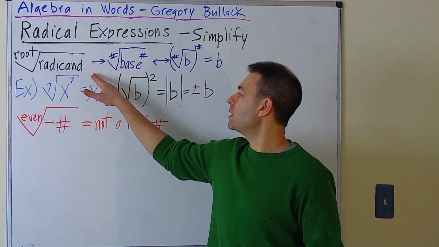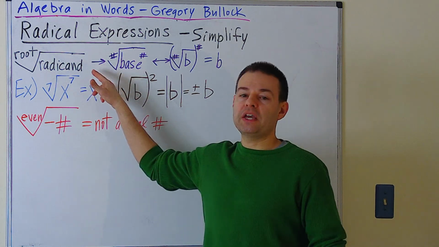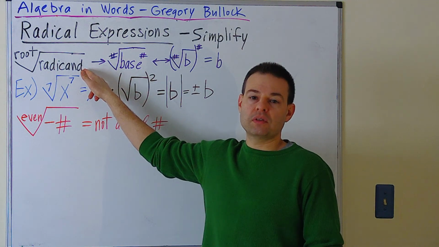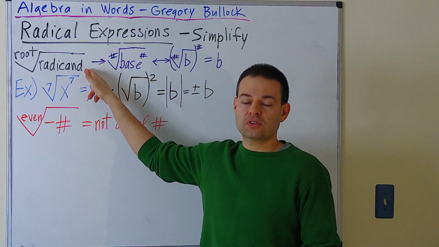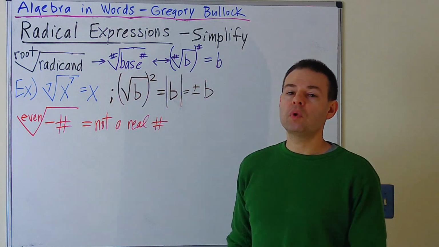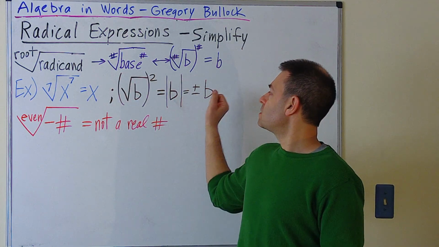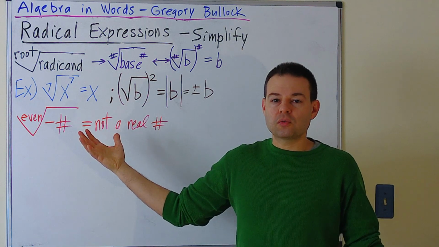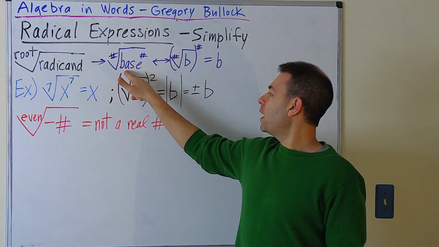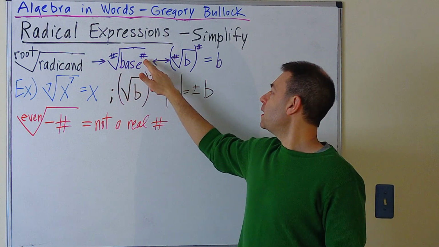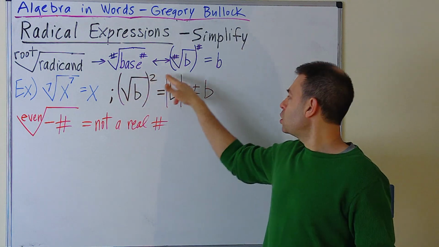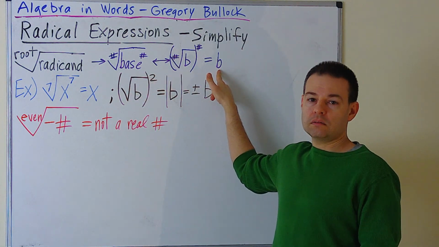So what I have here is a basic explanation of radicals. You have the root and you have the radicand, which is the numbers or the symbols under the radical symbol. And what you need to know is that in one situation, when the root and the exponent of the base are the same, it equals the base.